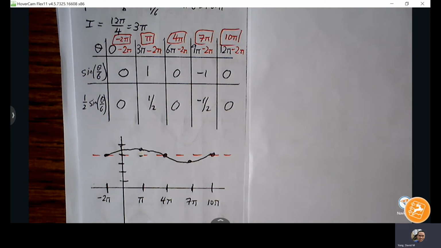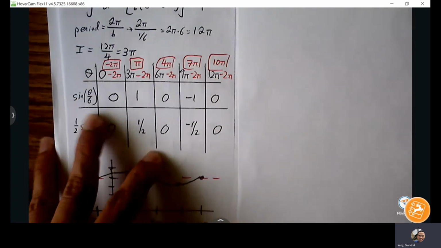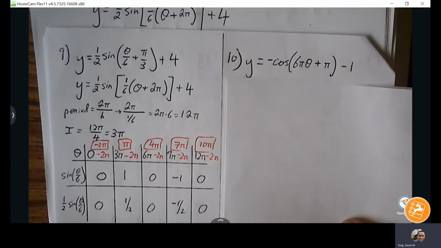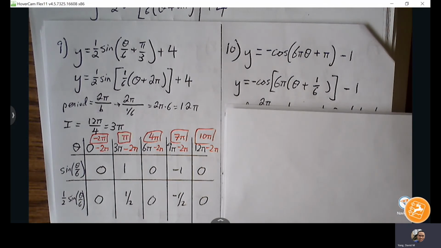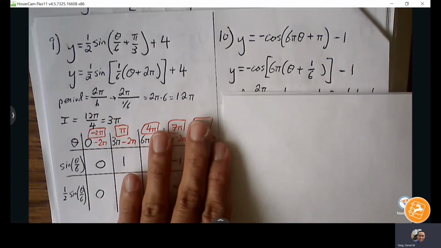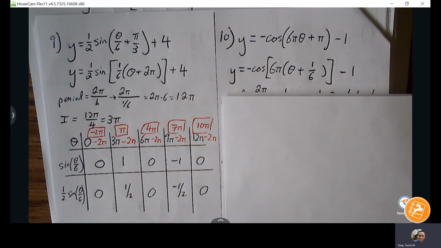Okay, last one here, number 10. Yeah, you just divide by 5. Any questions with number 9? Okay, but you have to go over it. Number 10, make sure that you can factor that 6 pi out and make the adjustment with your C value.